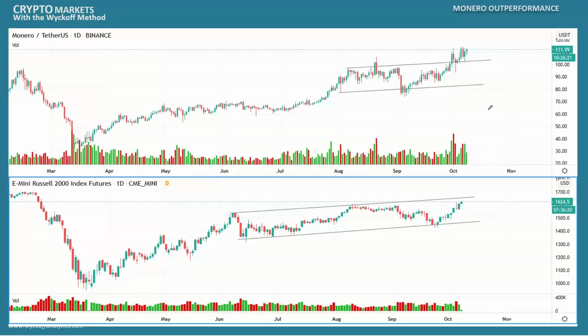And here we see Monero. Monero is showing a lot of comparative strength in the crypto markets in the last weeks. And here we see on the bottom chart the Russell 2000 index. There's no correlation between these two indexes, but I'm just showing the comparative strength against the leading index in the market right now. So I think this could be a really interesting case study for students that want to study both crypto markets and the stock market.